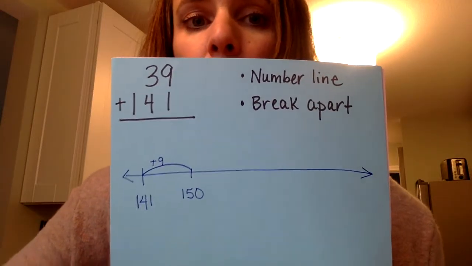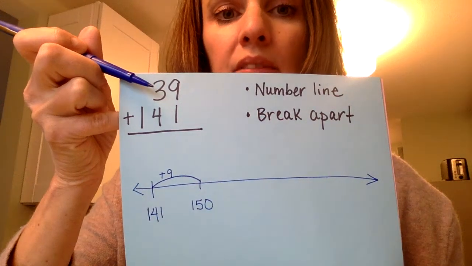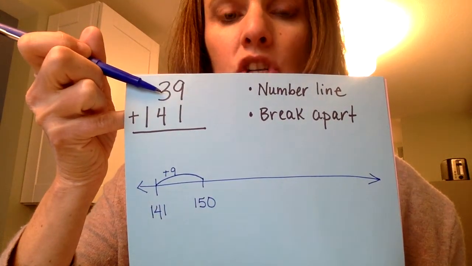Okay, what's left to jump? Well, I've jumped the 9 ones. Now I've got to jump the 3 10s. So I'm at 150. Count with me. 10 more than 150. 160. Good. 170. And where do we land? 180.